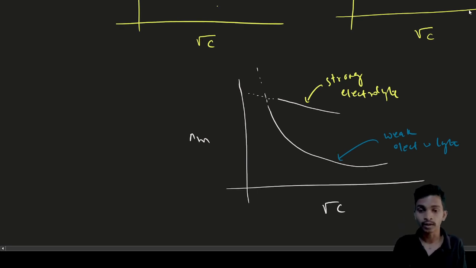In the previous class we stopped while doing these graphs. What we discussed is that for strong electrolytes, when you extend this graph, it will cut the y-axis. This is called extrapolating the graph. Whenever you extrapolate the graph for a strong electrolyte, it will cut the y-axis.